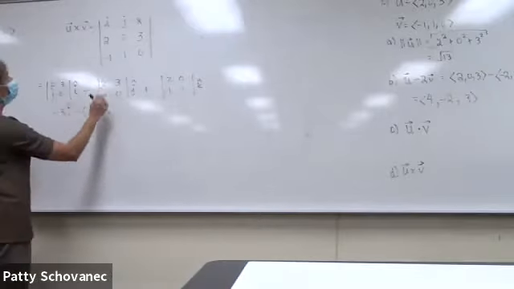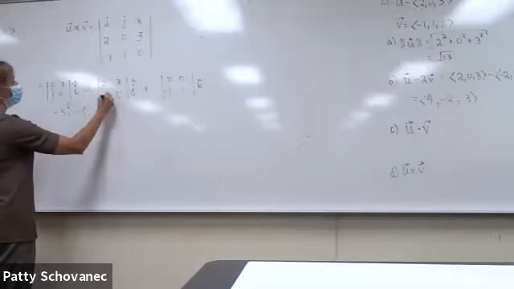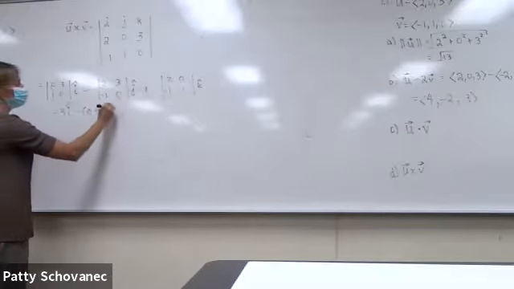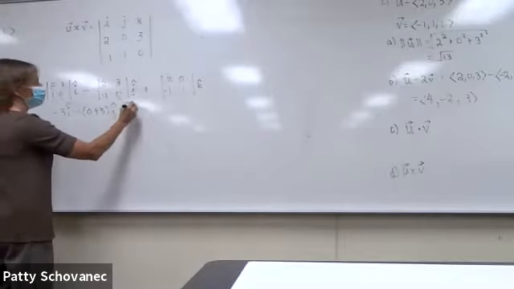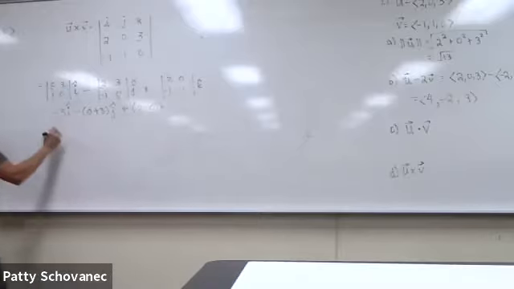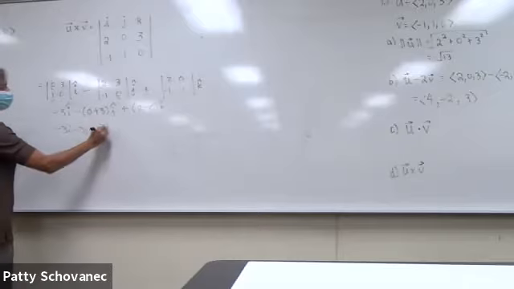This is going to be 0 minus a negative 3J. And this is going to be 2 minus 0K. So negative 3I minus 3J plus 2K.